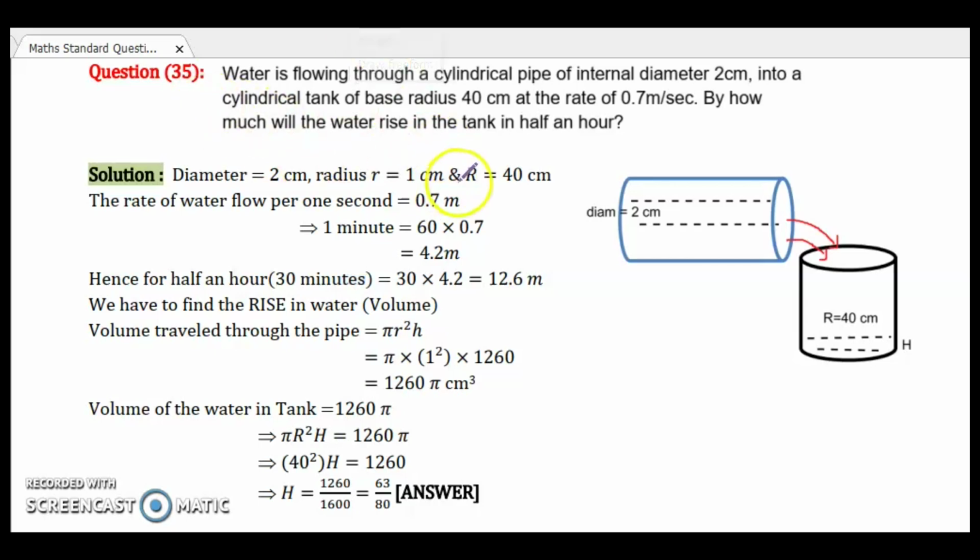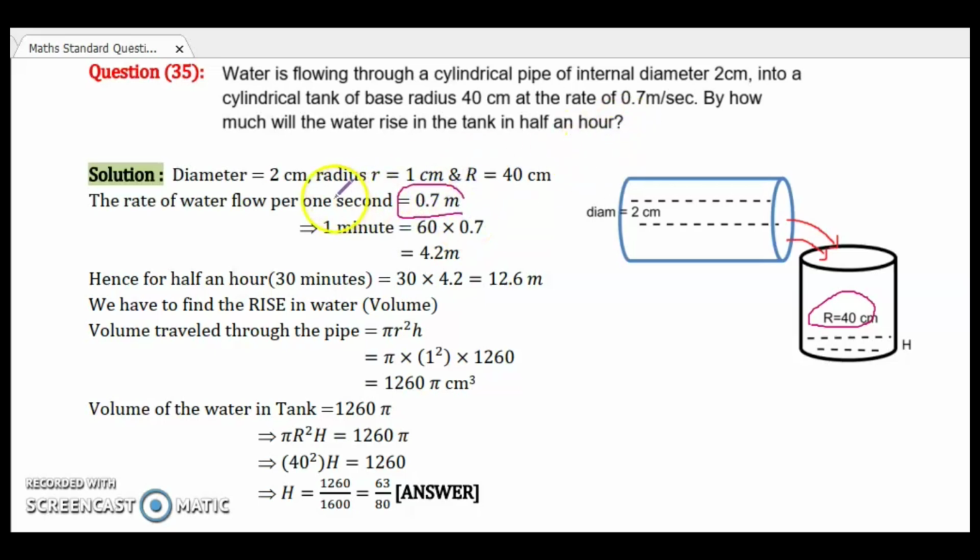Now see here, water is flowing through a cylindrical pipe with an internal diameter of 2 centimeter. If the internal diameter is 2 centimeter, what is the radius? It is going to be 1 centimeter. Okay, and it is flowing into a cylindrical tank whose base radius is 40 centimeter. Let us call it capital R. Okay, and what is the rate of flow? The rate of flow is given as 0.7 meters per second.